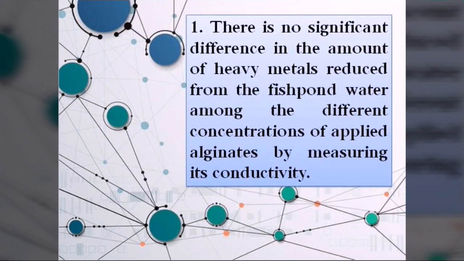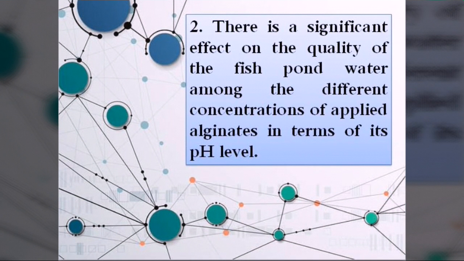Number 1. There is no significant difference in the amount of heavy metals reduced from fish pond water among the different concentrations of applied alginates by measuring its conductivity. Next, number 2. There is a significant effect on the quality of the fish pond water among the different concentrations of applied alginates in terms of its pH level.